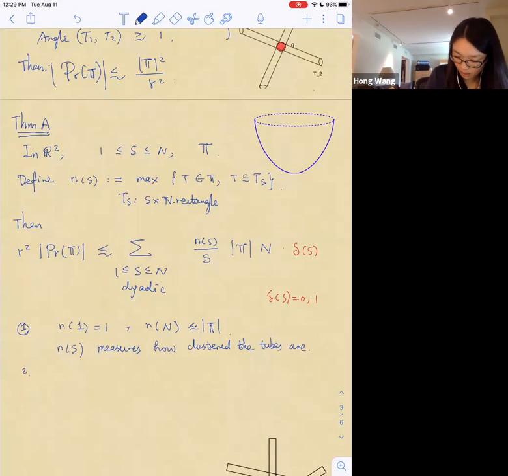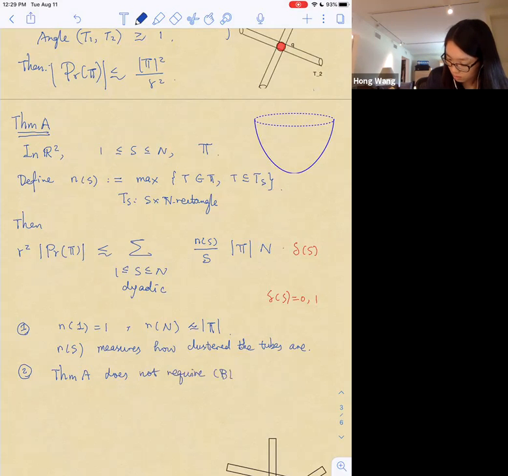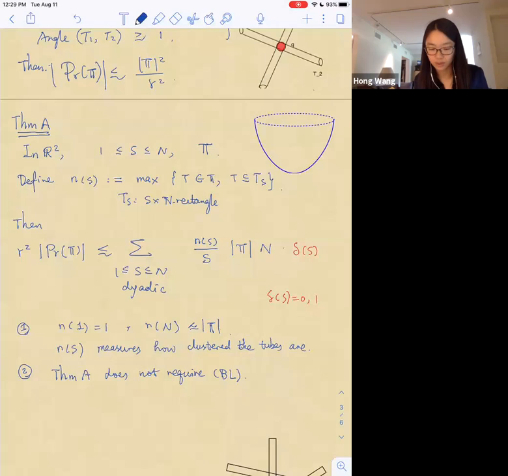So the second comment is that Theorem A does not require the bilinear assumption. In particular, example 1, where all the tubes lie in the fat tube, falls into the range of Theorem A.